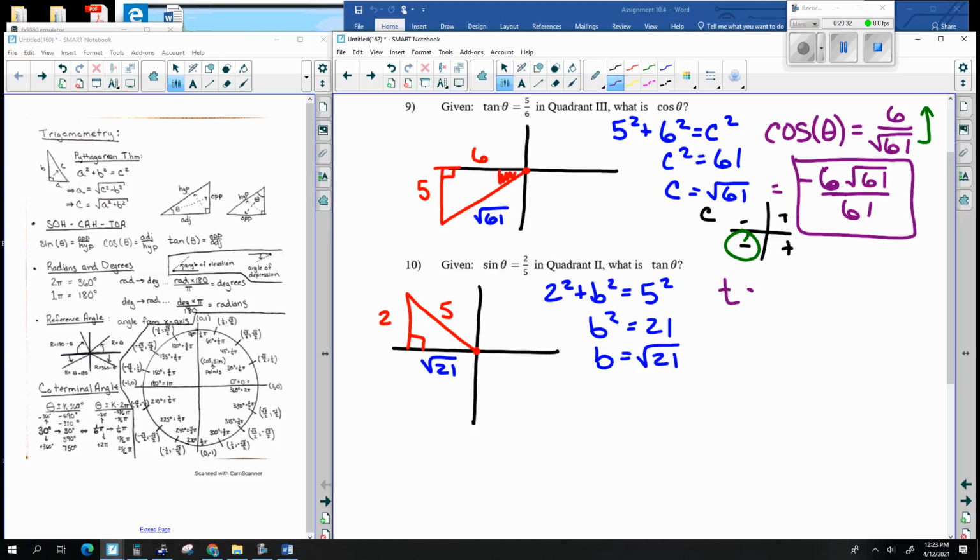Ultimately, the question is, what is the tangent? The tangent is the opposite over the adjacent. All right, root on the bottom, move it to the top. Get rid of the root symbol on the bottom. And tangent is negative in quadrant 2. So the answer is negative.